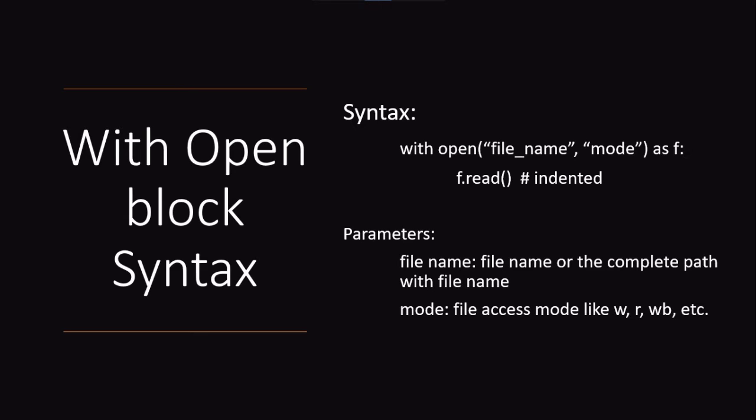Now to perform any operation on this file, it needs to be indented because it is inside the block, and as per the rules of Python, anything inside the block should be indented. So to read the file, I would be using f.read, which is indented by a tab or 4 spaces. In the same way, we can also use the other methods. The parameters of the open function remain the same. It can take the file name or complete file name with path, and also the modes are the same that we have seen earlier. Now let's go for a hands-on practical.